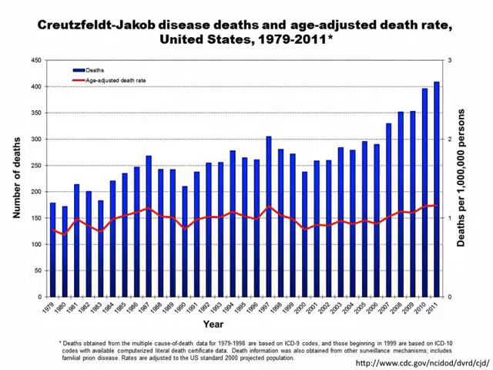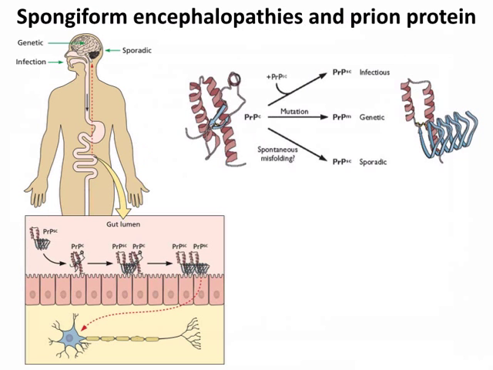All right. So this is a graph to show you the numbers in the U.S. This is Creutzfeldt-Jakob, age-adjusted deaths from 1979 to 2011. So here we're going from 0 to 450. There is a gradual increase as the population increases, but roughly, it's hundreds per year in the U.S. So it's a rare disease. This is considered a rare disease, but because it's uniformly fatal, and it will likely increase as the population ages, people are working on trying to get therapies.